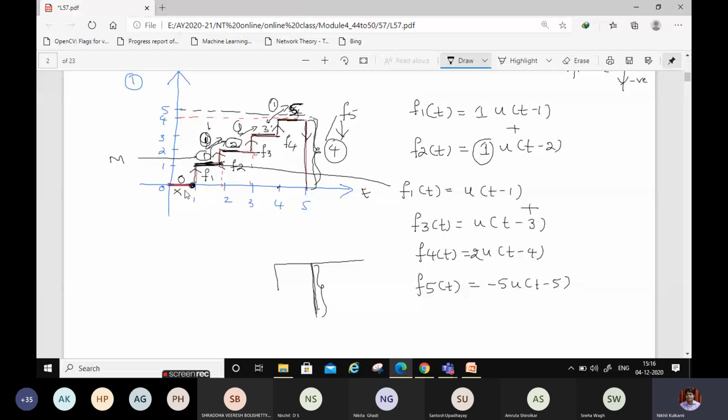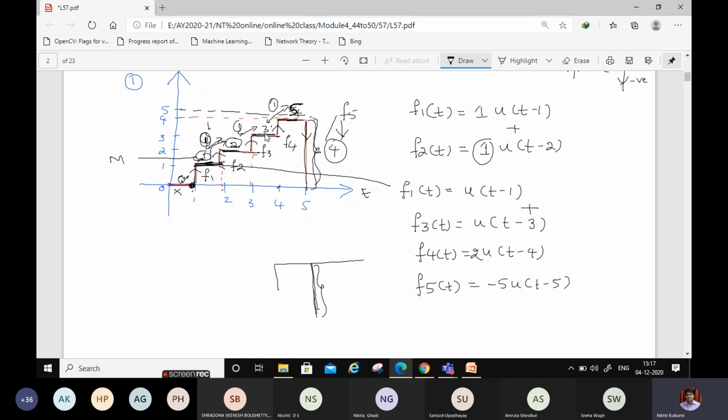So don't have any confusion over here. The signal was starting at 1. So look at function 1. Magnitude is 1. Earlier it was 0, so the difference is again 1. So I had added 1 into u of t minus 1. Come here. 2 is the magnitude. Change in magnitude is how much? 1. So where is it occurring? At 2. u of t minus 2.